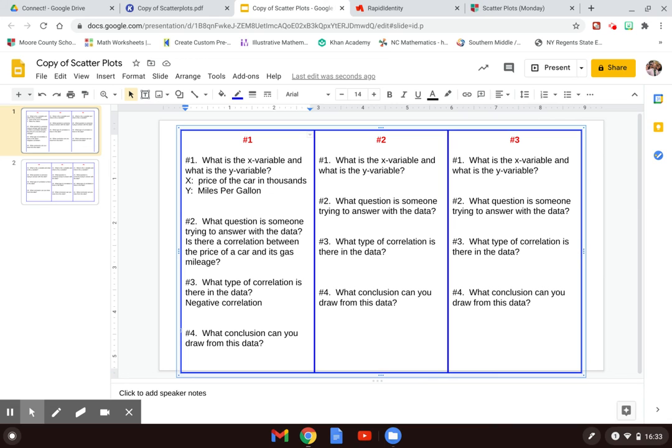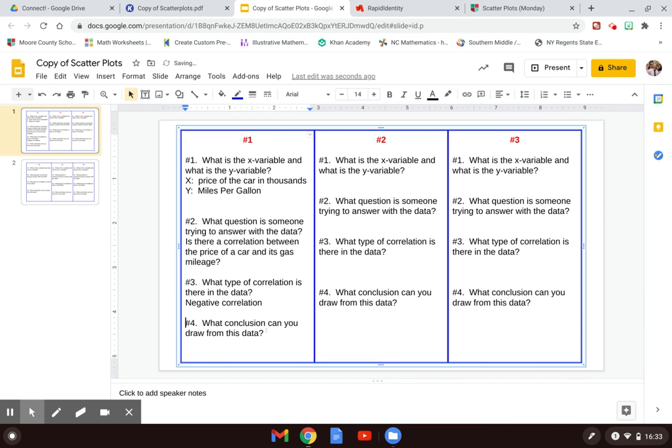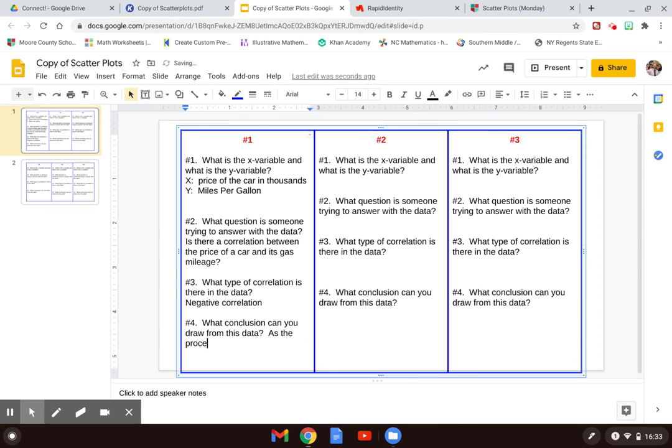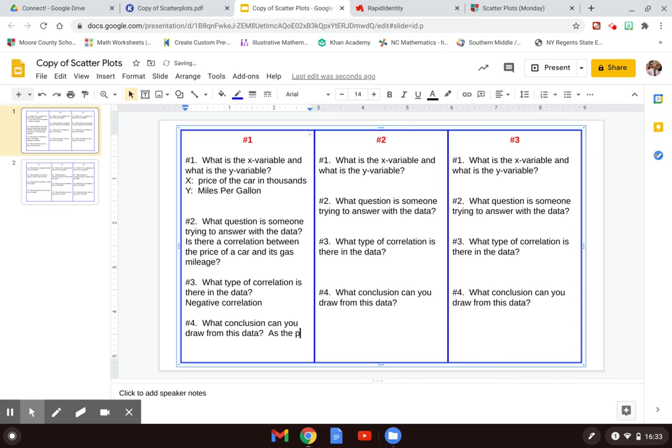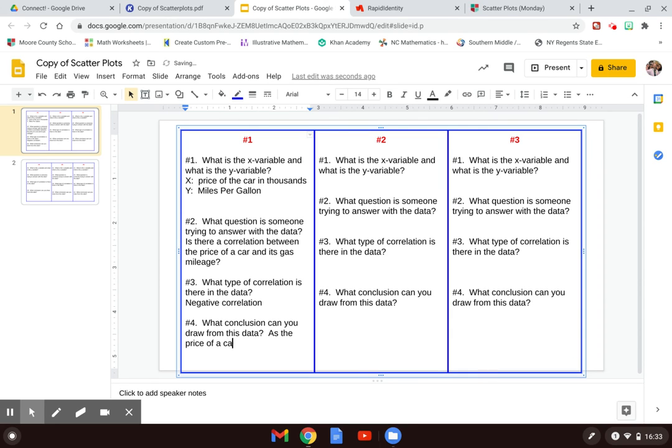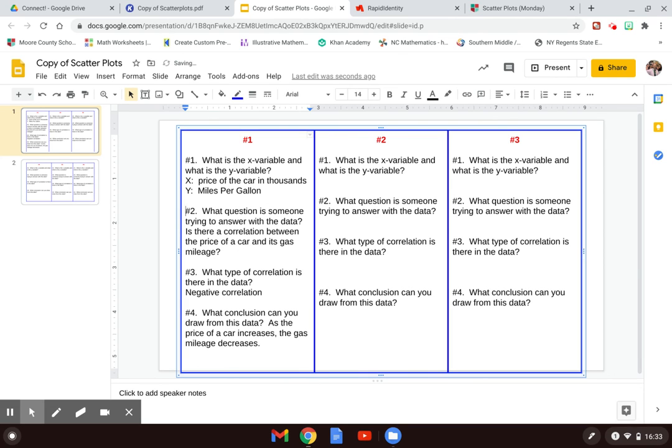Okay, and then, what conclusion can you draw from this data? The conclusion that we can draw is, as the price of a car increases, the gas mileage decreases. All right, and that's all you're going to do for each of them.